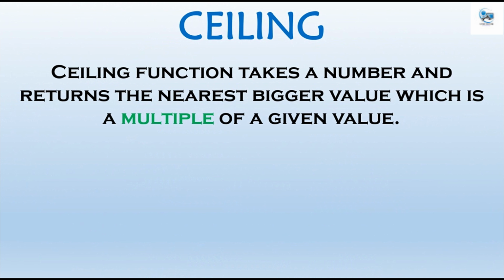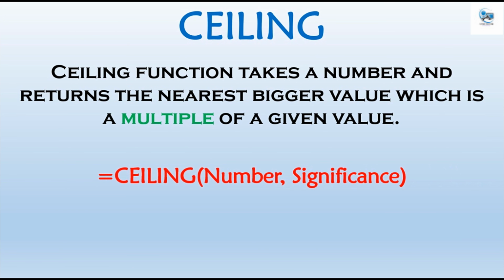Ceiling function. This function takes a number and returns the nearest bigger value, which is a multiple of a given value. This function takes two arguments. The first argument is the number itself. The second argument is the significance.